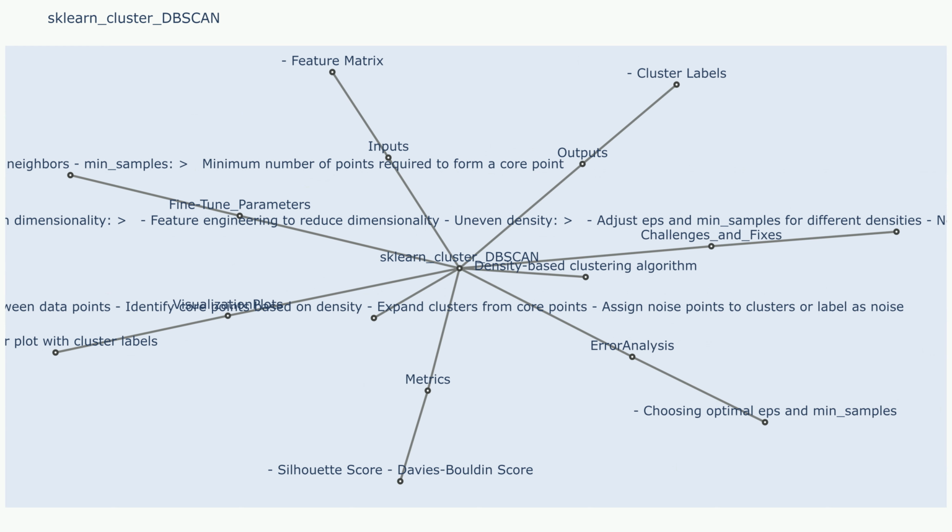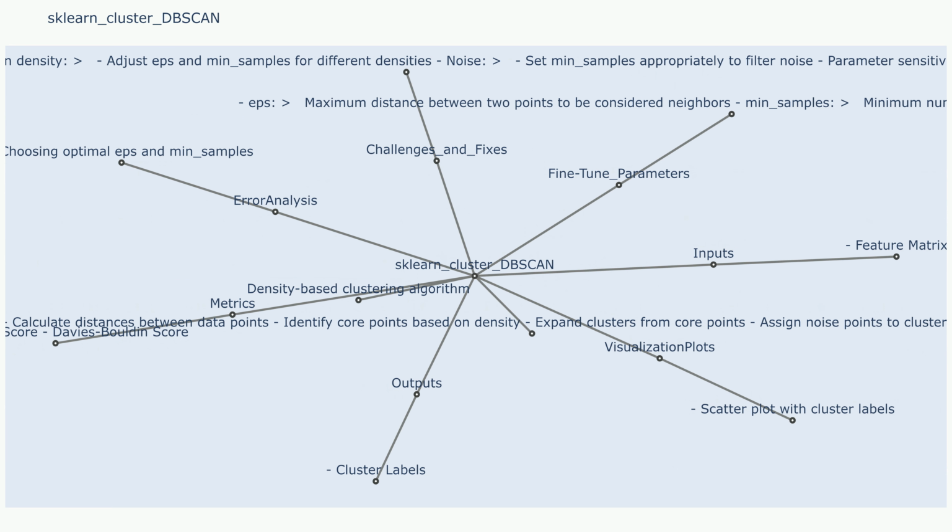Determining the density threshold. Labels: an array of cluster labels for each data point. Points belonging to the same cluster will have the same label. Points marked as noise will have a label of -1. Core sample indices: an array of indices of core samples. Core samples are those that have at least min_samples neighbors within the eps radius.